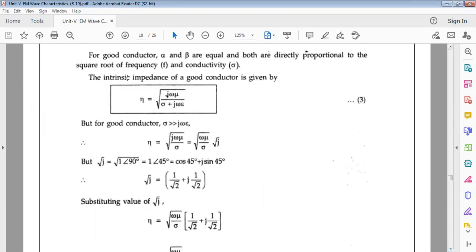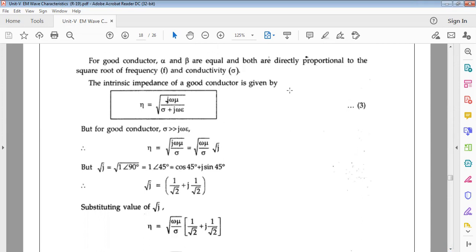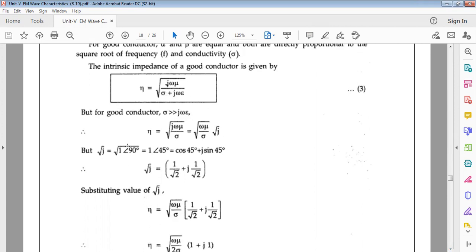Similarly, for a good conductor, alpha and beta are equal, and both are directly proportional to the square root of the frequency and conductivity. The intrinsic impedance of a good conductor is given by eta is equal to the square root of j omega mu divided by sigma plus j omega epsilon. I already told you, one angle of 90 degrees becomes an angle of 45 degrees.